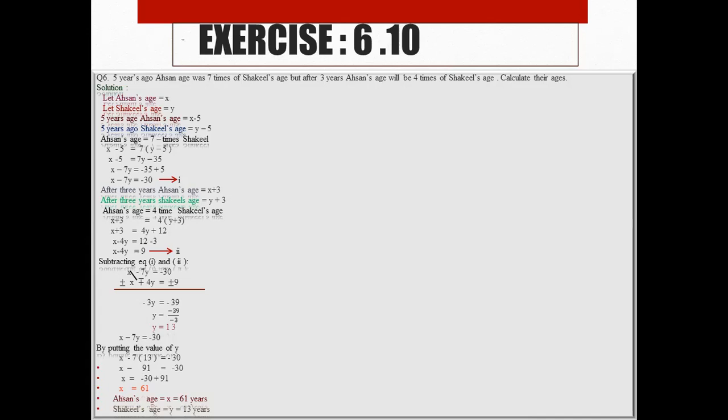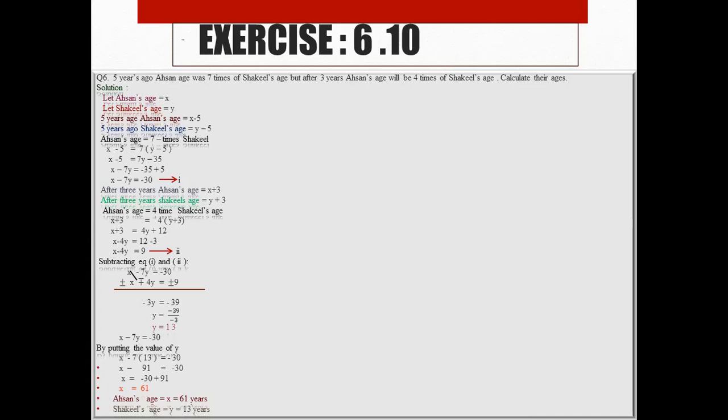Now Ehsan's age, X plus 3, is equal to 4 times Shakil's age, which is Y plus 3. So we multiply Y plus 3 with 4. The equation will become X plus 3 is equal to 4Y plus 12. Again, we write the variables on the left hand side and the constant term on the right hand side. Shift 4y with x: x minus 4y is equal to 12 minus 3. The second equation is x minus 4y is equal to 9.